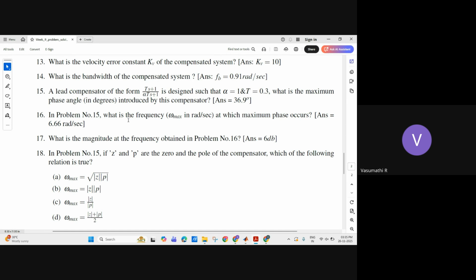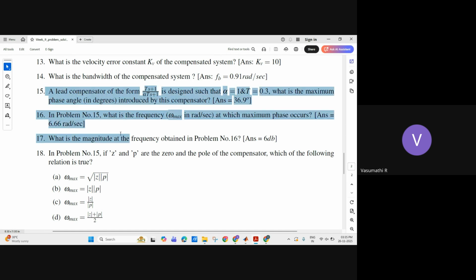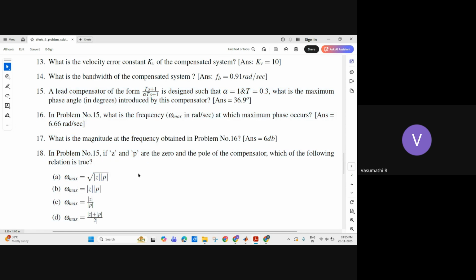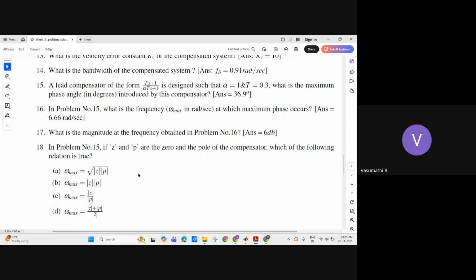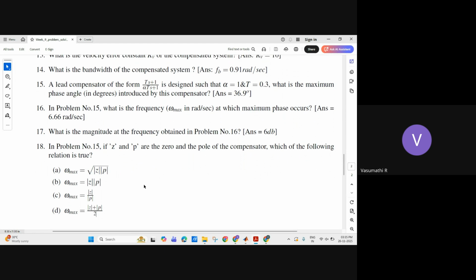Right. Now, this is next the lead compensator design. I will solve this here since the time has passed. You can come and see the live session later, or you can be here. I will just complete this until this part.